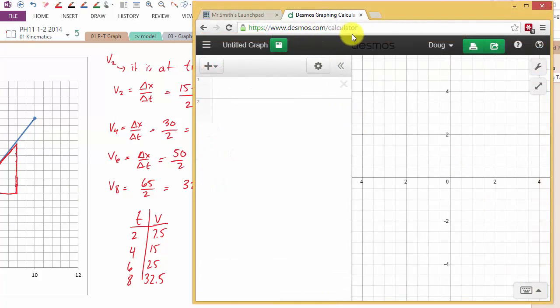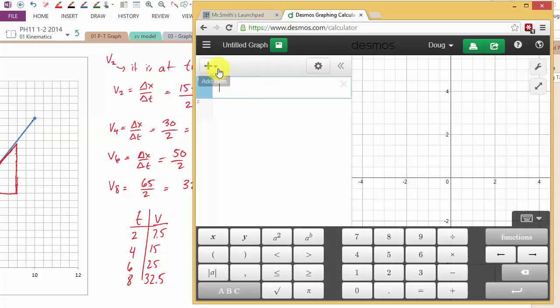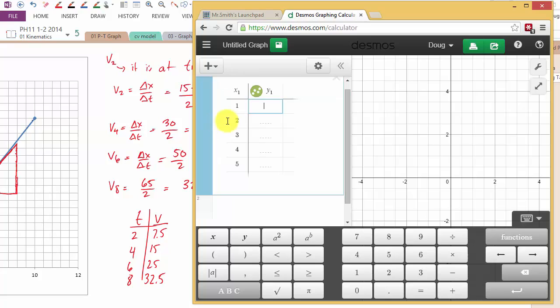So actually I can use this online calculator to do graphing. It just makes things a little bit easier and more accurate. It's www.desmos.com. Right, so I can add stuff here. I can add a table. My x values, the independent variable, are time: 2, then 4, then 6, then 8. And the y values are 7.5, 15, 25, and 32.5.